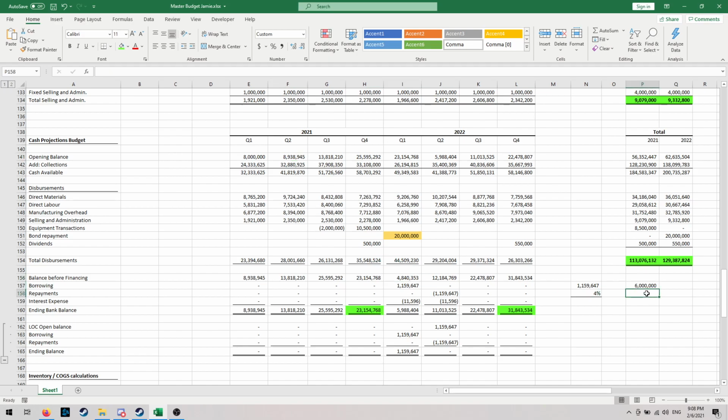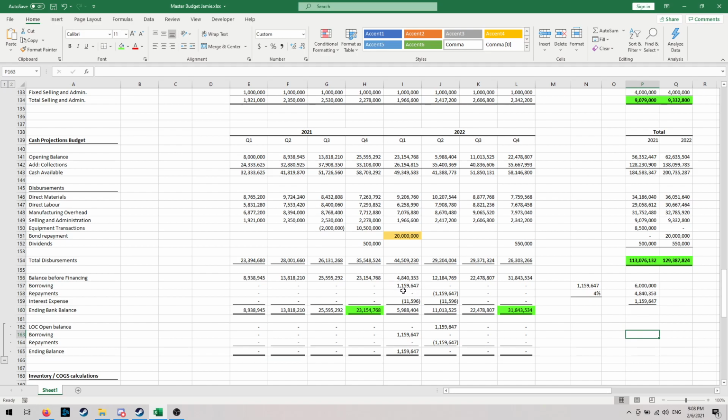So what we're going to do is see, to get to 6 million, how much do we need to borrow? If we have 4.8 million and we subtract that amount from 6 million, we're going to see that we need to borrow about $1.1 million.